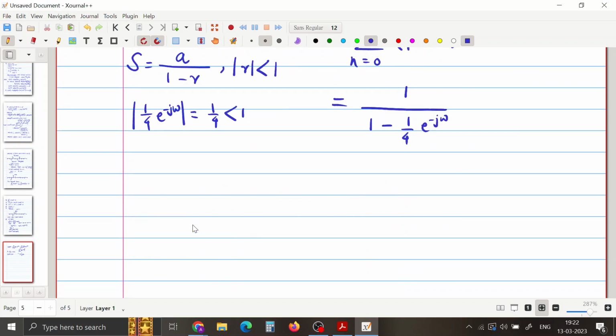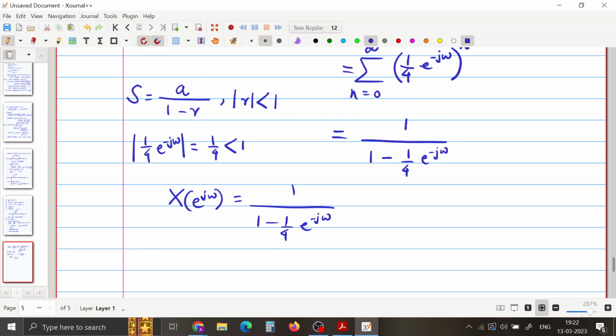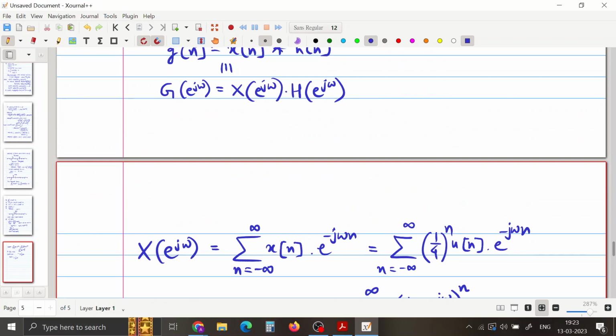Okay, great. So now I'm writing it again. X of e power j omega is 1 by 1 minus 1/4 e power minus j omega. Now we have two more things: capital G of e power j omega and capital H of e power j omega.